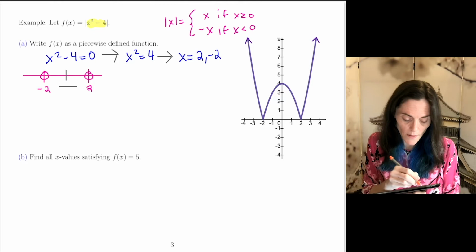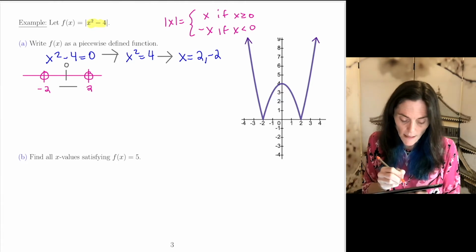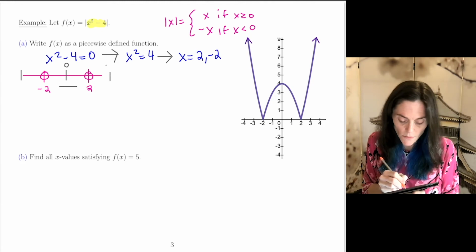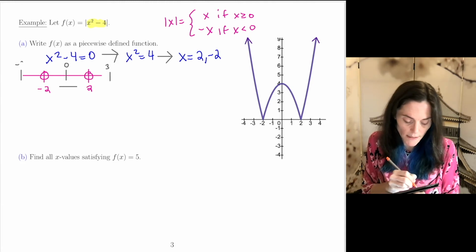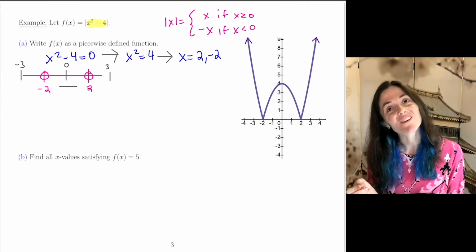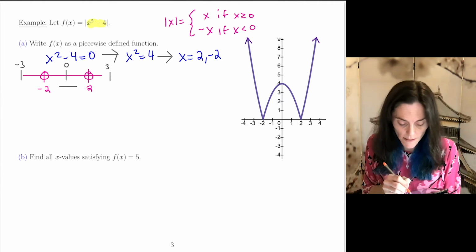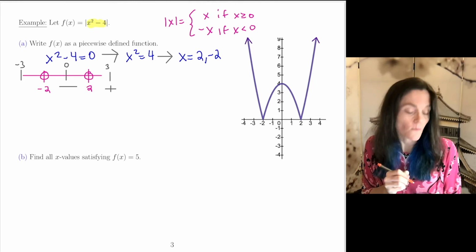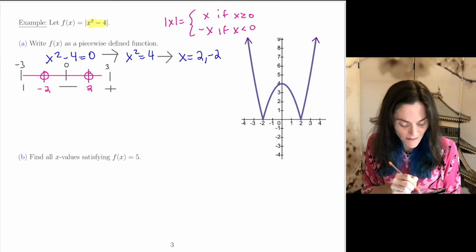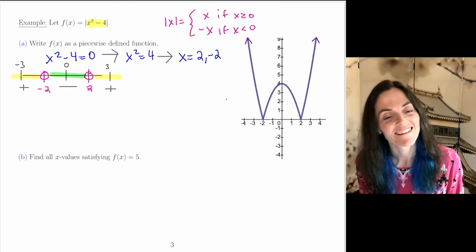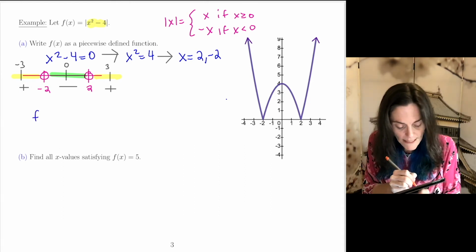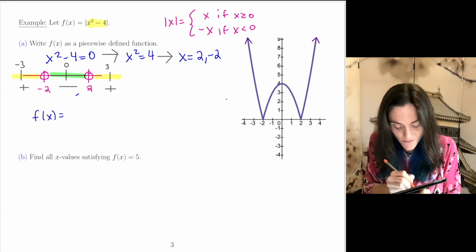Now pick some, so I tested 0 in my mind, and now we can pick something out here, and we can pick something out here. Say we test 3, and say we test -3. At x equals 3, 3 squared minus 4 is 9 minus 4. This is positive. And at x equals -3, we have the same thing, 9 minus 4, which is positive. Now, using this number line, we can write down our function as a piecewise defined function.